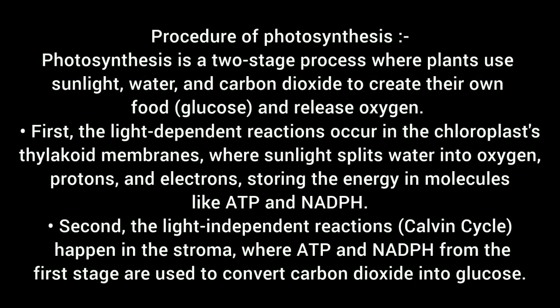Second step, the light-independent reaction, also called the Calvin cycle. It happens in the stroma, where ATP and NADPH from the first stage are used to convert the carbon dioxide into glucose. Here, by using ATP and NADPH, the carbon dioxide is converted into glucose.